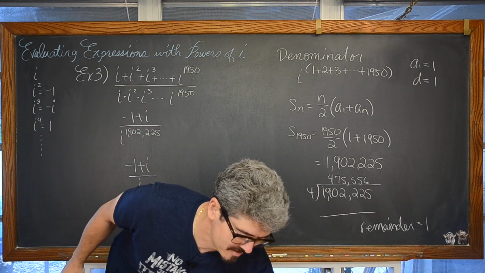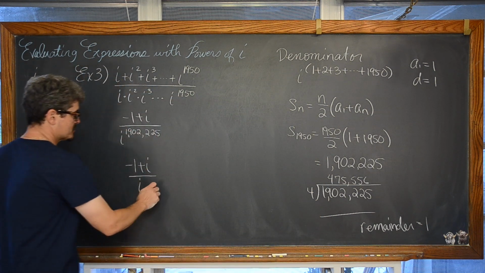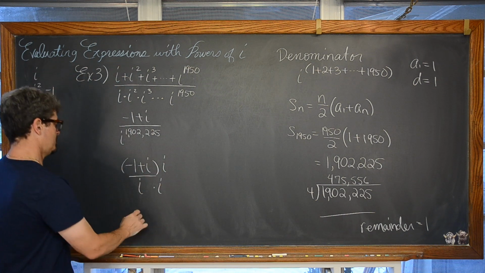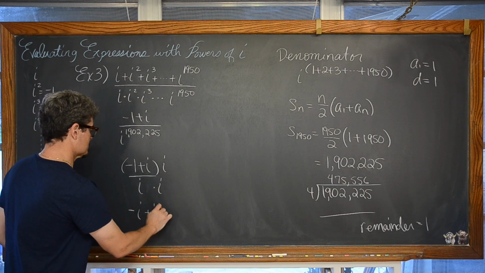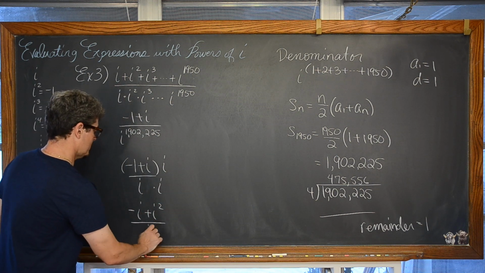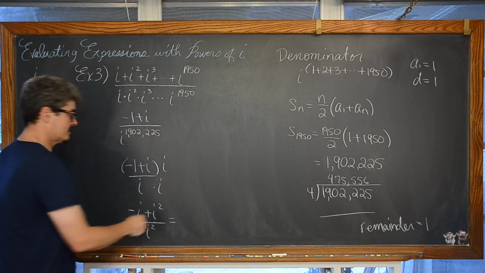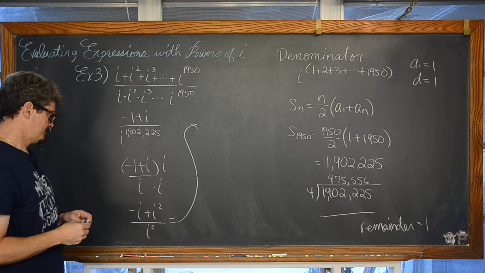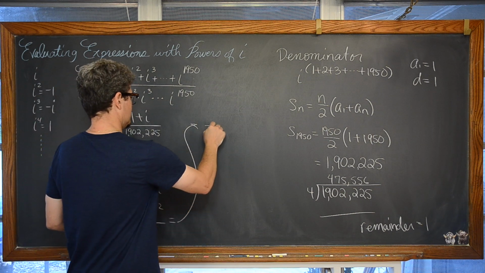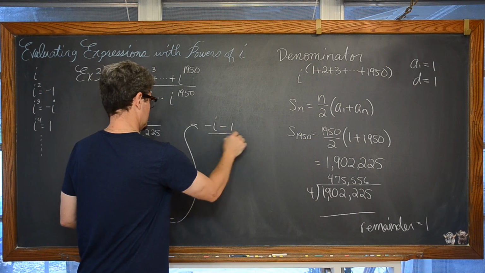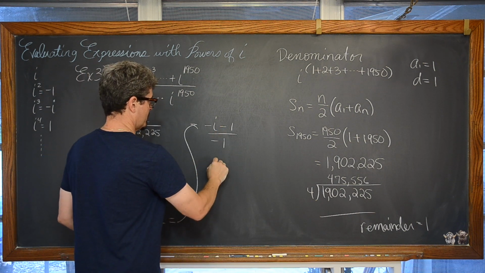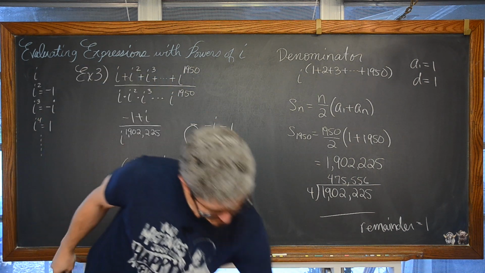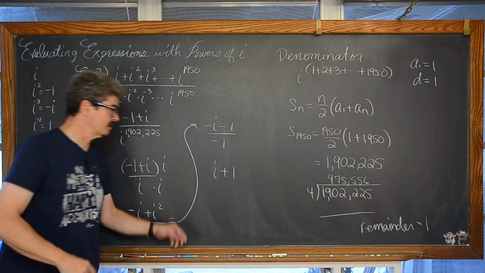We're going to get our i out of the denominator by multiplying the numerator and denominator by i, wrapped up in parentheses, and we have negative i plus i squared over i squared. With i squared being negative 1, and so is the denominator, we have negative i minus 1 over negative 1, and we have i plus 1, which is the same answer as we had with our other technique.